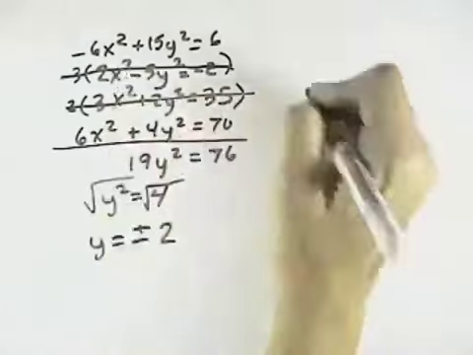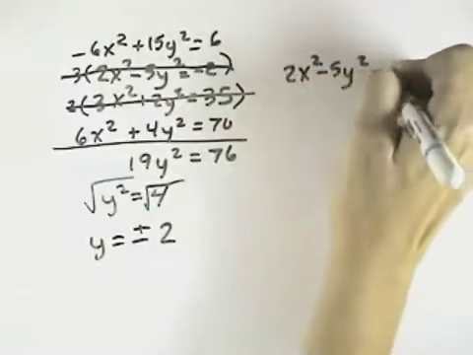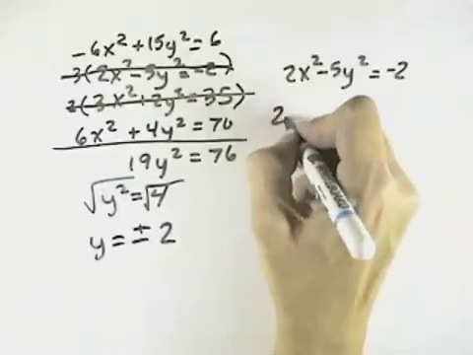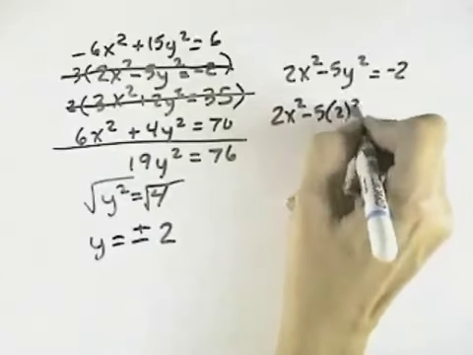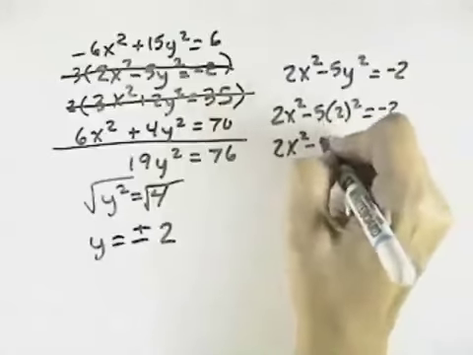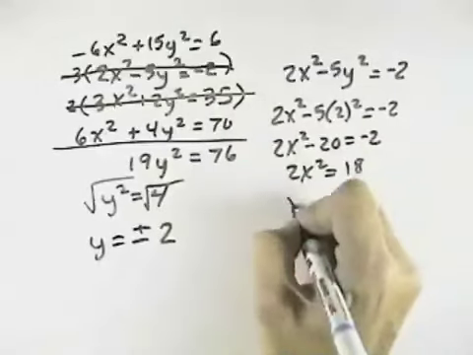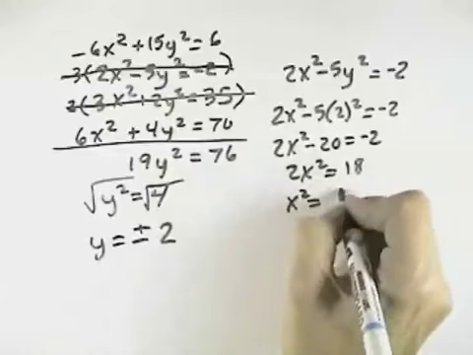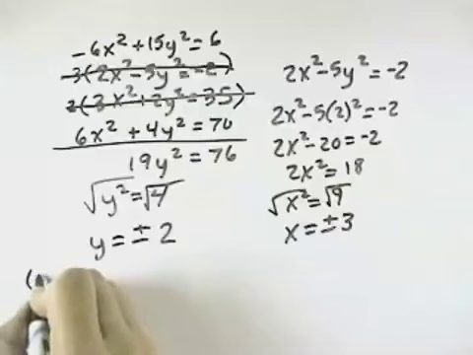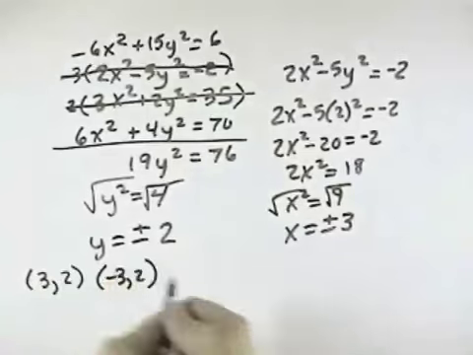Now I can go back to either of my original equations. Let's say 2x squared minus 5y squared equals -2. And if I substitute a y in, I will get an x value. So I could have 2x squared minus 5 times 2 squared equals -2. 2x squared minus 2 squared is 4 times 5 is 20 equals -2. 2x squared equals 18. When I add 20 to the other side, x squared equals 18 divided by 2 is 9. Taking the square root of both sides, I get x equals plus and minus 3. So that gives me x equals 3 when y equals 2, and x equals -3 when y equals 2.